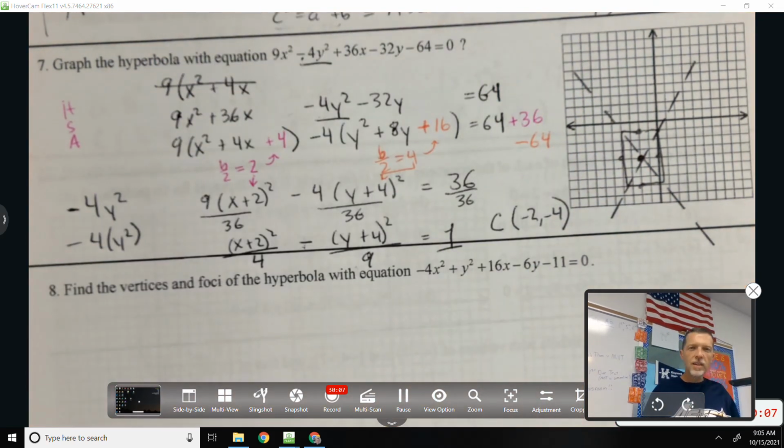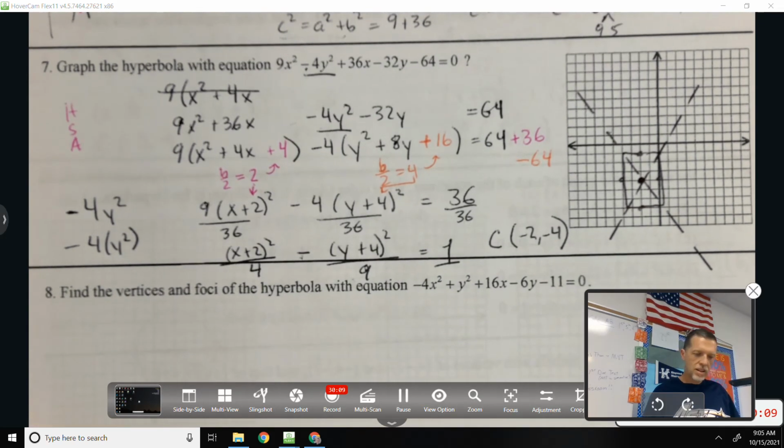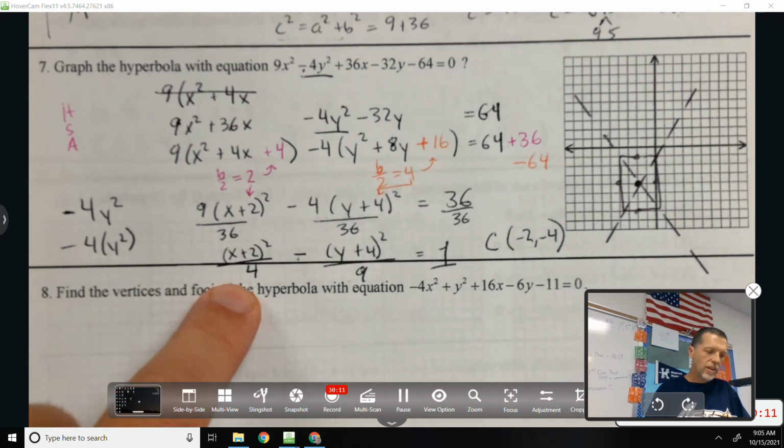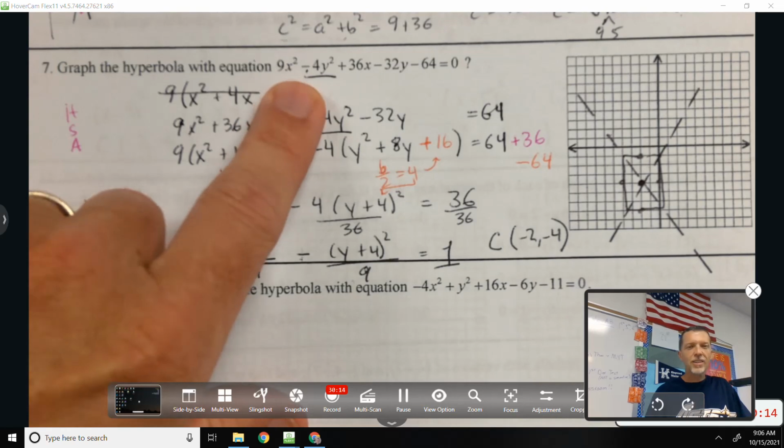Left, right, or up, down? Left, right, because the x was positive. I could have told that. Well, actually, you can't tell that from the very beginning, so be careful.